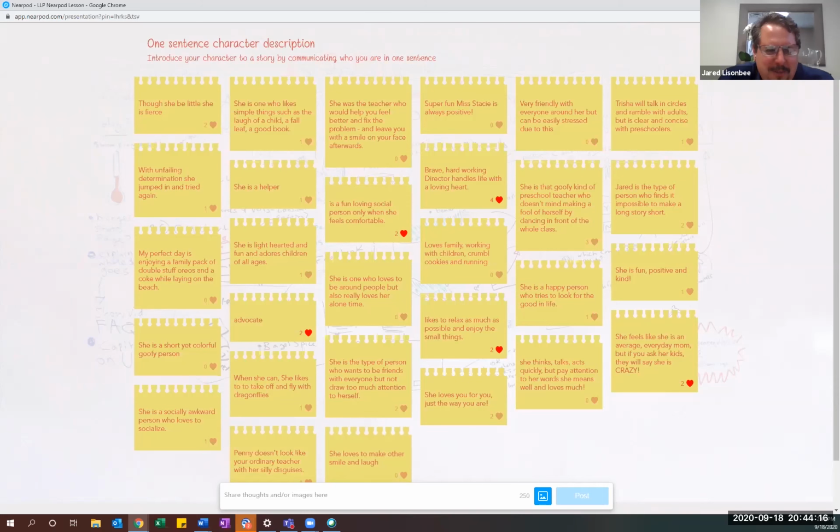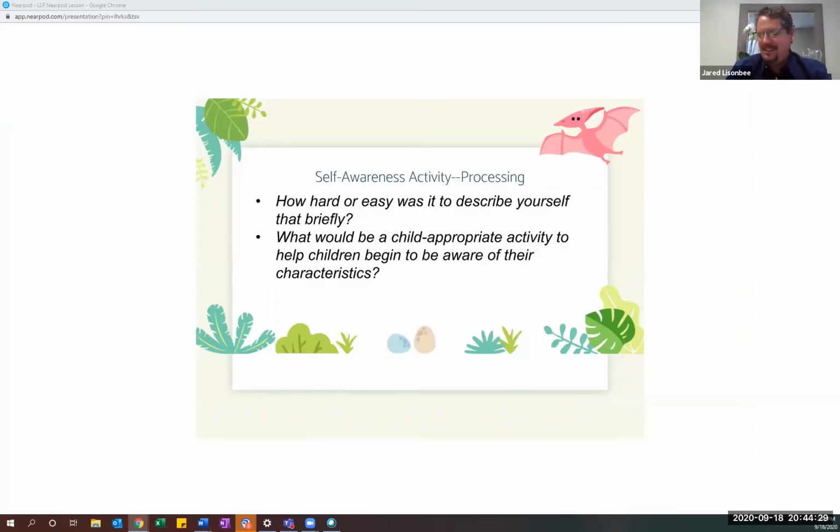Short, yet colorful, goofy person. My perfect day is enjoying a family pack of double stuffed Oreos and a Coke while laying on the beach. Oh, wow. Okay, wonderful. All right, let's go ahead and move on here. Thanks for playing. And that's kind of, yeah, that's a fun little exercise in self-awareness. We won't do a discussion board on this, but this is more of some things for you to think about. How hard or easy was it to describe yourself that briefly?